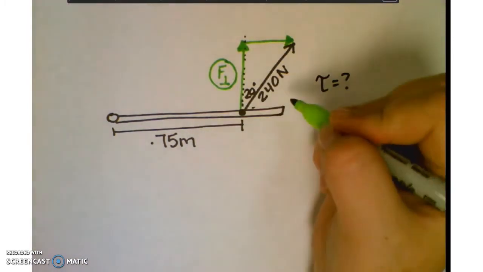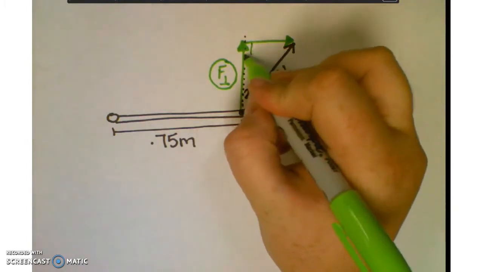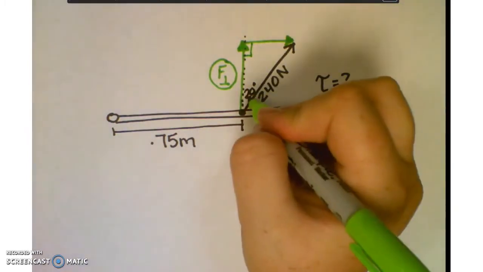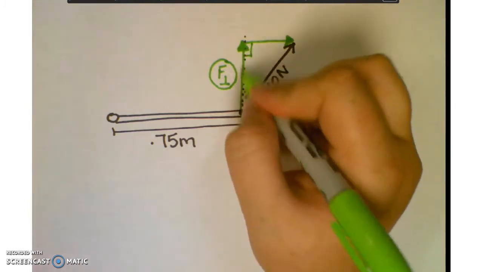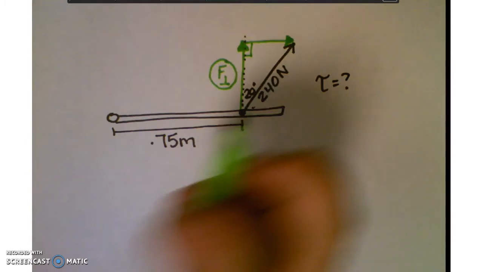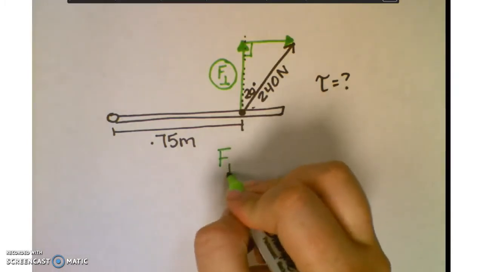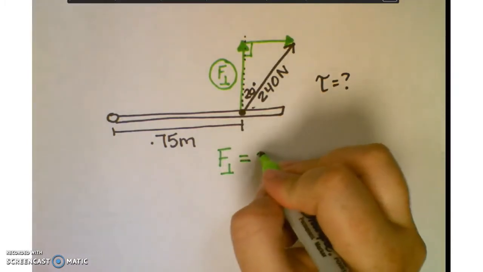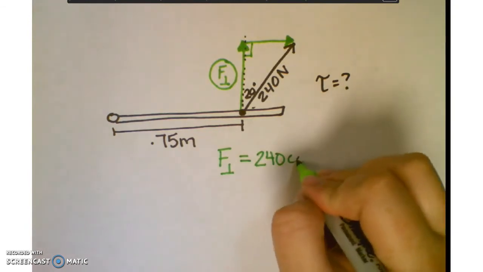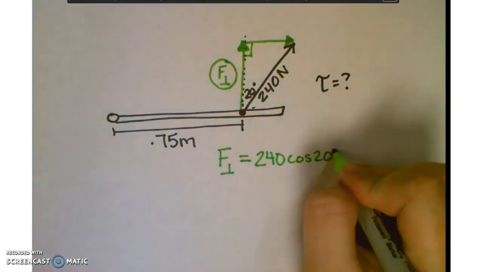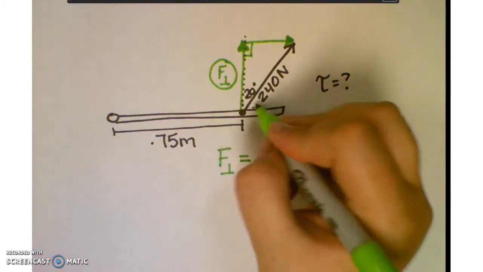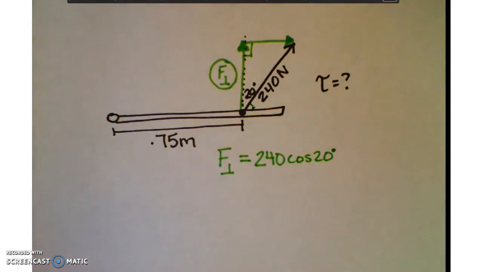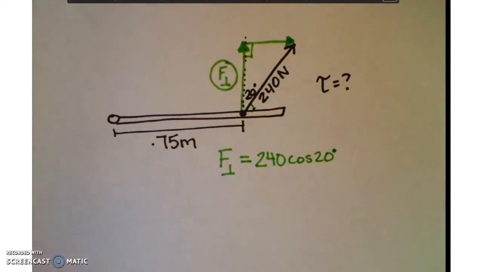So let's look at what I need to do. Here I have a right triangle with an angle and the hypotenuse. I'm looking for the adjacent side, so that means I need to use cosine. So F perpendicular equals 240 times the cosine of 20 degrees. Now, you could also say that if this is 20 degrees, this angle is 70 degrees, and you could use the sine of 70. Either one of those is appropriate.